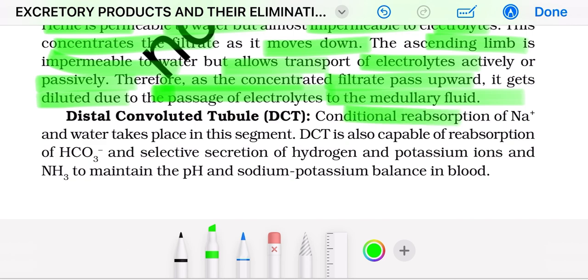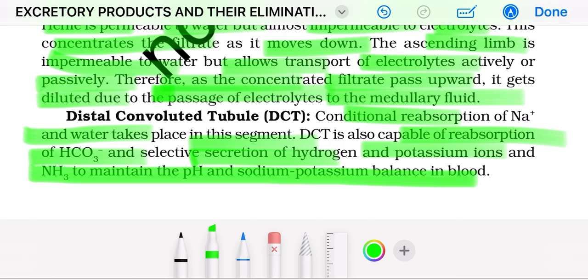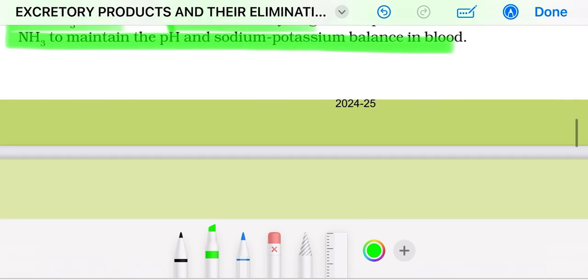DCT, distal convoluted tubule. Conditional reabsorption of Na+ and water takes place in this segment. DCT is also capable of reabsorption of bicarbonate and selective secretion of hydrogen, potassium, and ammonia to maintain the pH and sodium-potassium balance in blood.